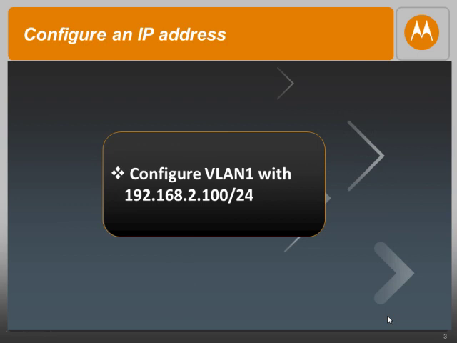The default configuration of the RFS 6000 or the RFS 7000 does not define an IP address on any of the interfaces. Hence, the first thing we need to do is log into the switch and define a static IP address of 192.168.2.100 on the VLAN 1 interface.